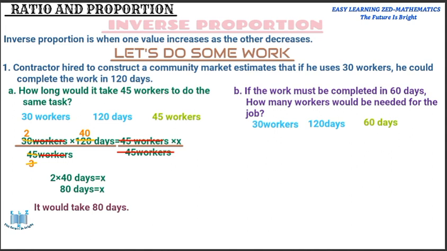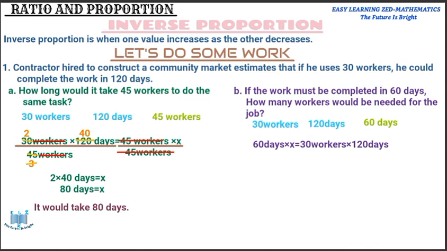So we don't know. Like we did, we're going to multiply workers by the days they will take: 30 workers multiplied by 120 days. This time I'm going to start with 60 days multiplied by x. I've just thought of swapping. So 60 days multiplied by x, because we don't know how many workers, is going to be equal to 30 workers multiplied by 120 days.